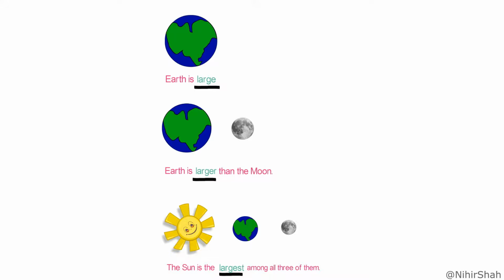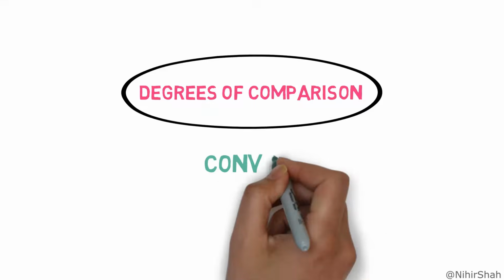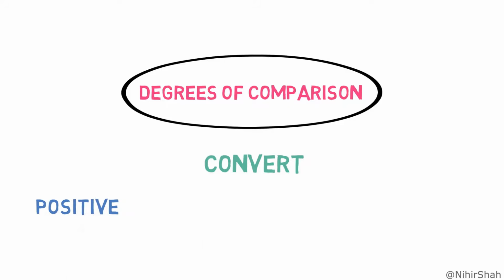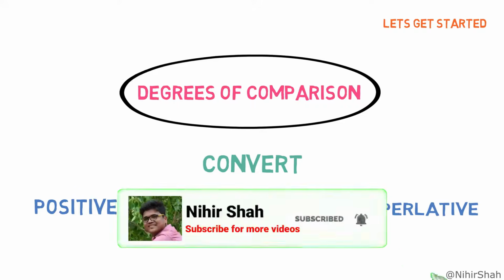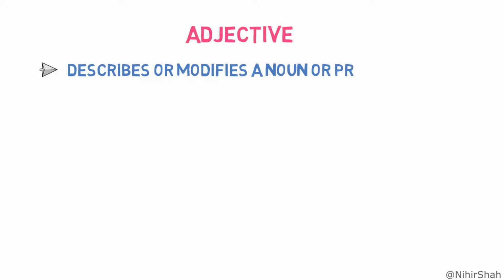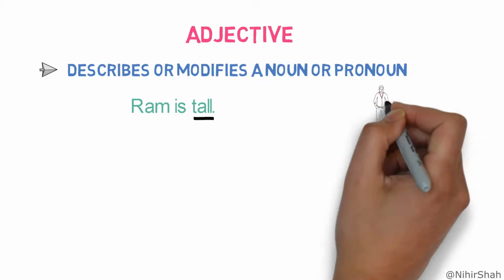Today, we are going to dive deep into the topic of degrees of comparison and how to convert adjectives from positive degree to comparative and superlative degrees. So, without wasting any more time, let's get started. First, let's understand what is an adjective. An adjective is a part of speech that describes or modifies a noun or pronoun in a sentence. For example, in the sentence, Ram is tall, the word tall is an adjective as it describes the noun Ram.